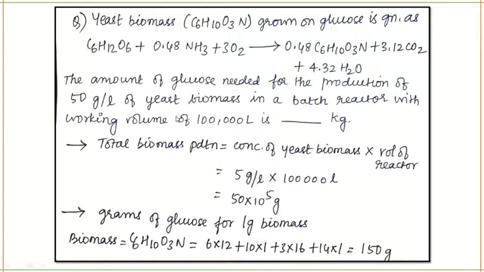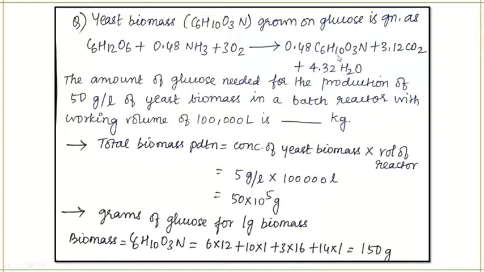Now we have to calculate how many grams of glucose is required for 1 gram of biomass. Because if we get how many grams of glucose for 1 gram of biomass, we can multiply it for the total biomass production. So we have to first find the biomass in grams. They've given biomass in moles here. We want that in grams because the final answer we have to give in kg. So first we have to convert moles into grams.